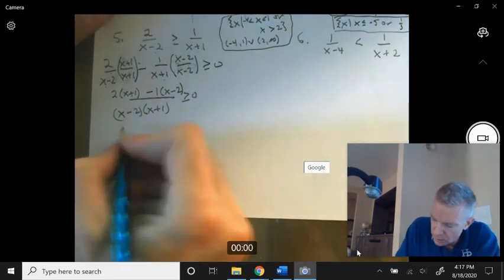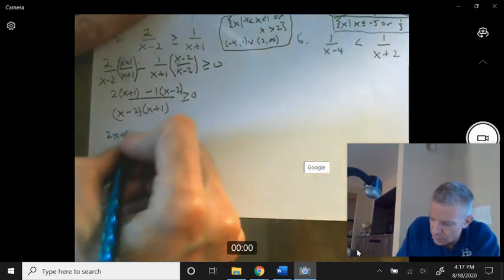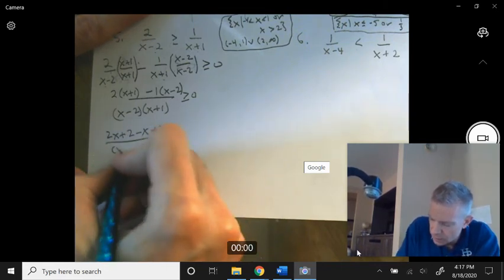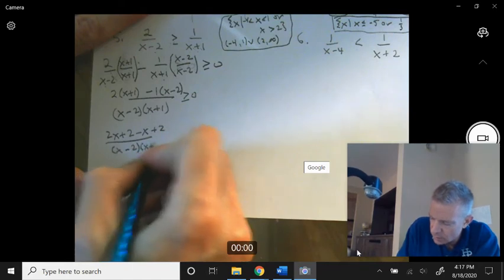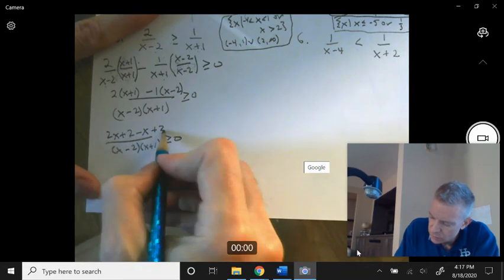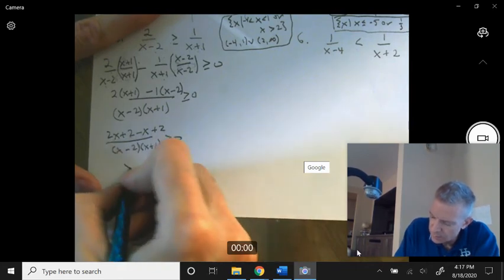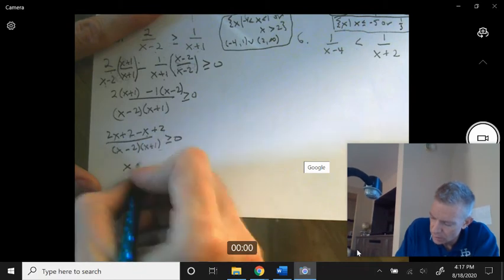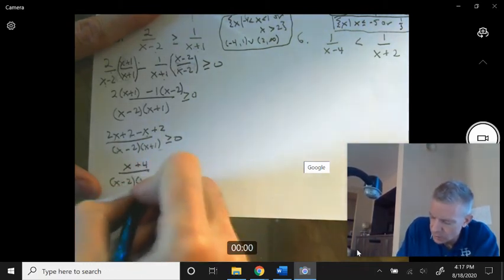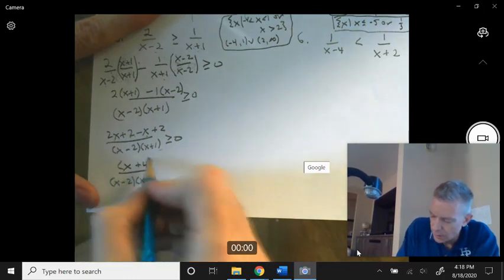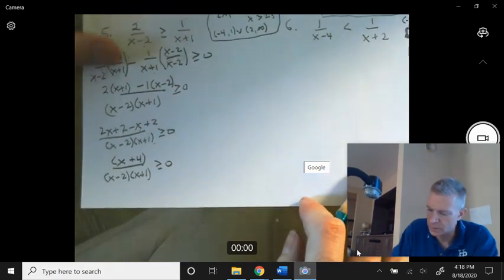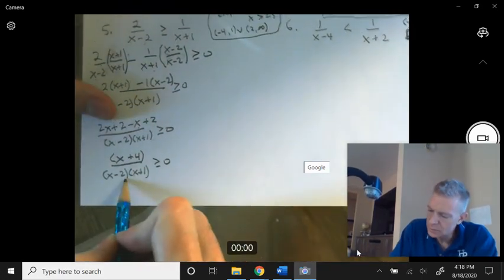Okay, distribute that out. 2x plus 2 minus x plus 2 over x minus 2, x plus 1, greater than or equal to 0. That's plus 2 and plus 2, so 2x minus x, on the top we get x plus 4. And on the bottom, I get x minus 2, x plus 1. Okay, all that work, but now we have the criteria set, so we can use this chart, we can use this method.